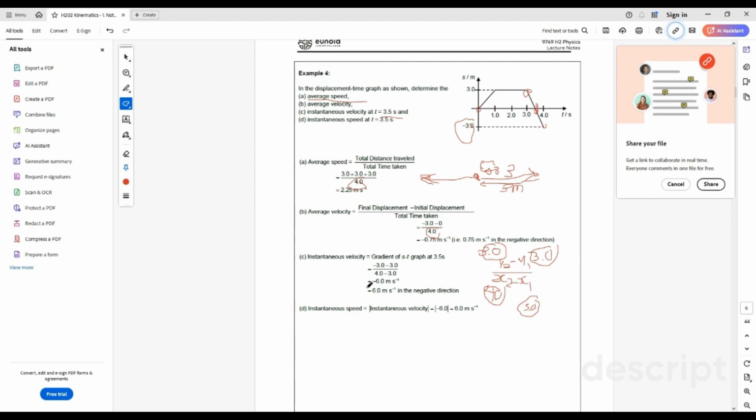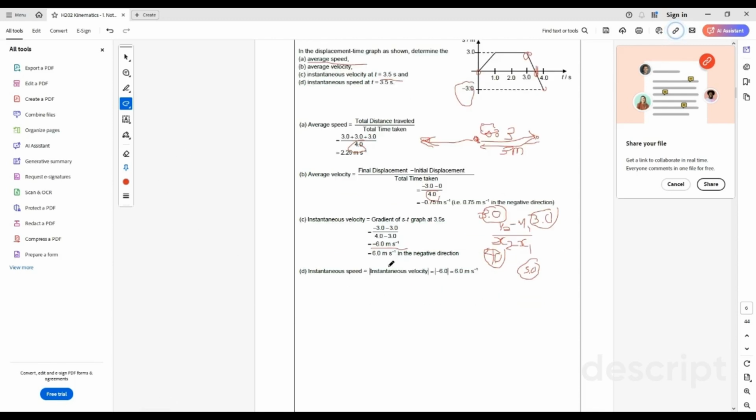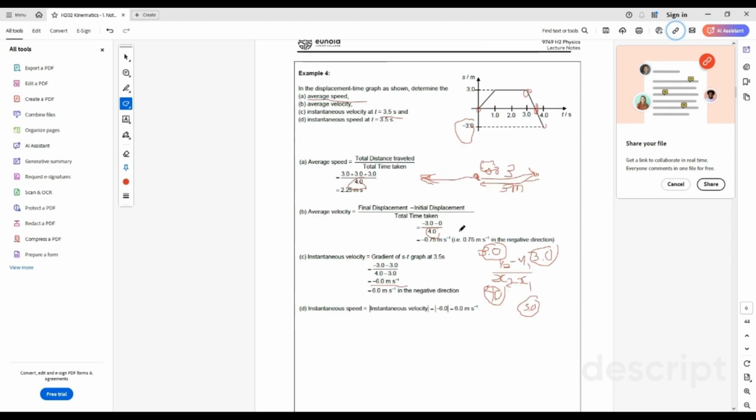And then the instantaneous speed is just the absolute value of the instantaneous velocity, because it doesn't matter what direction it is, which is 6.0 meters per second.